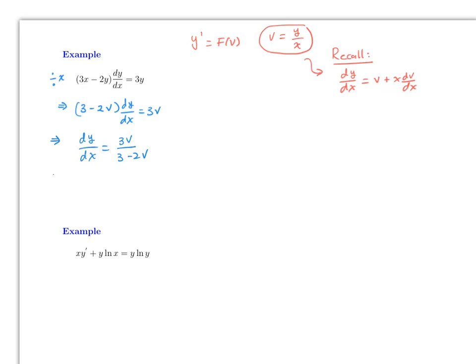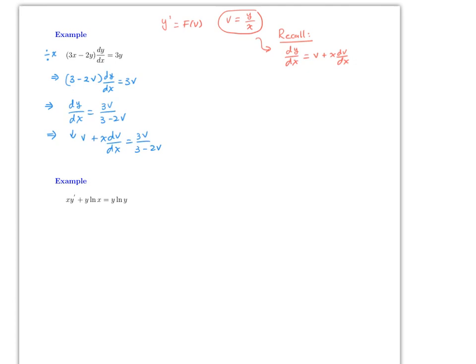So therefore from here we substitute this for this, so we will have v plus x dv/dx, and on the other side we already have 3v over 3 minus 2v. Again, notice how this is just y prime, and this is a function of v. From here on, it will depend on what this function is, how tricky it's going to be to integrate this part.